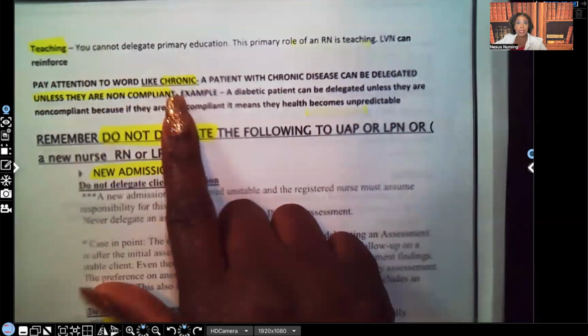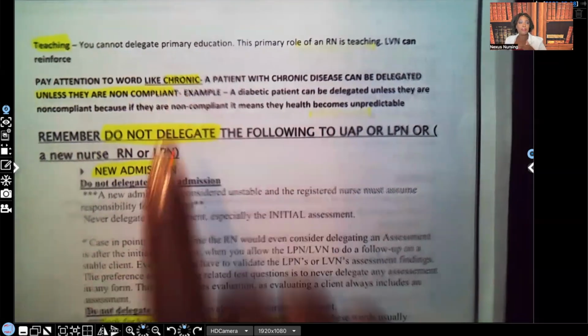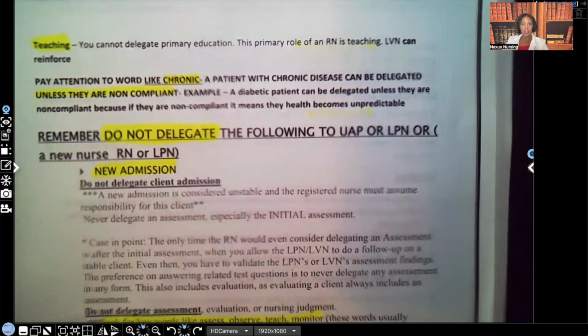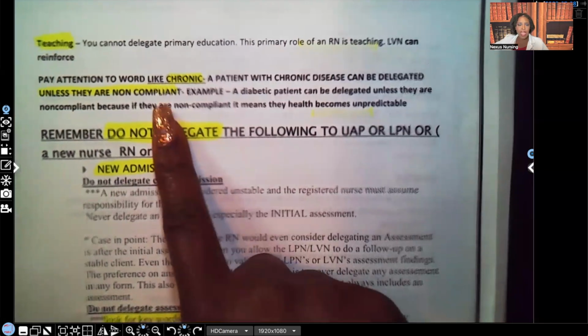Pay attention to words like chronic. A patient with a chronic disease can be delegated unless they're non-compliant. Why? Because remember, I told you that you can delegate the most stable patient to the LPN, but the most unstable you have to keep. If a patient has a chronic condition, that means this is something that's been going on for a long time. It's not something acute that just happened. That's something you can delegate to the LPN unless they're non-compliant.